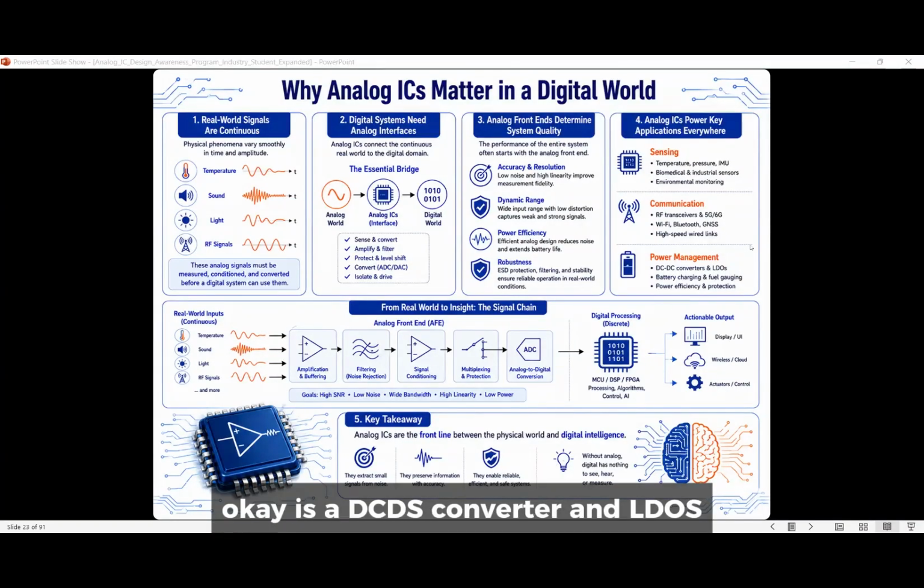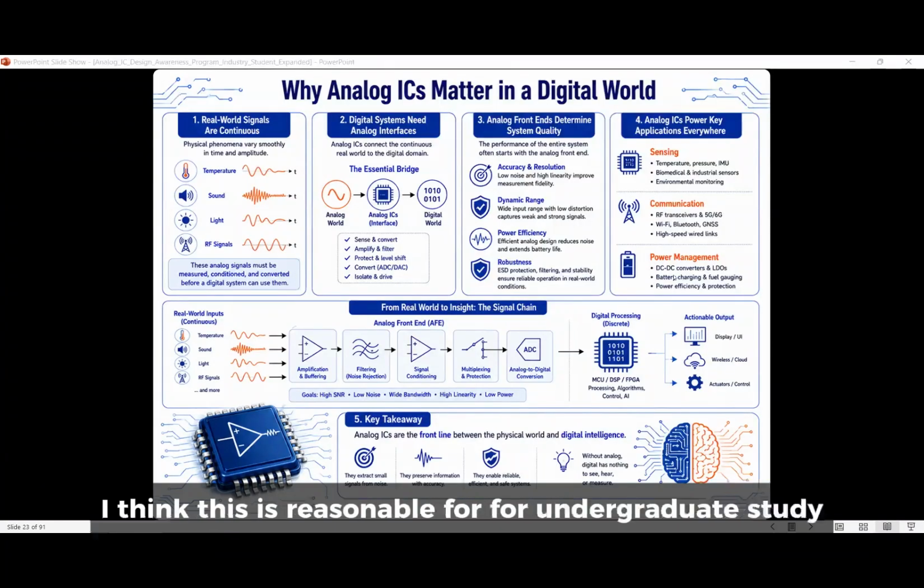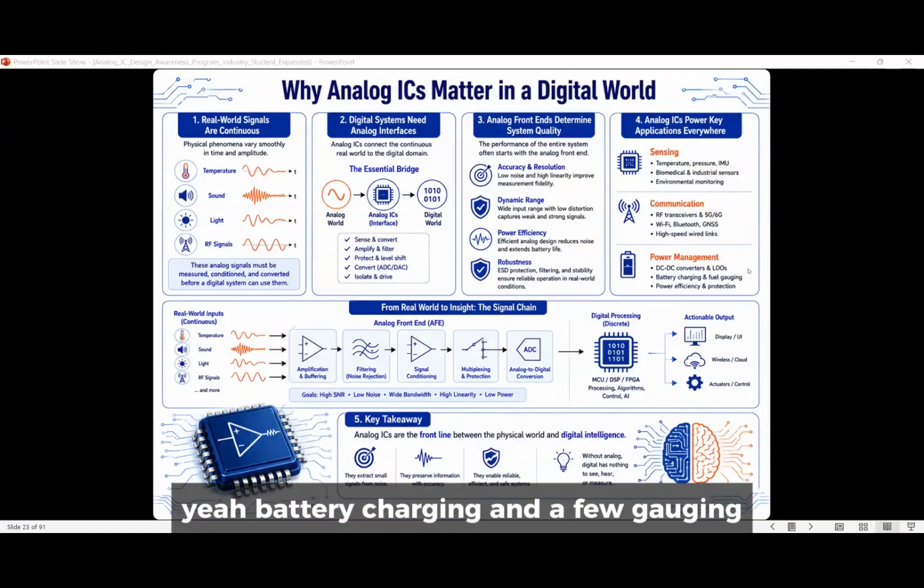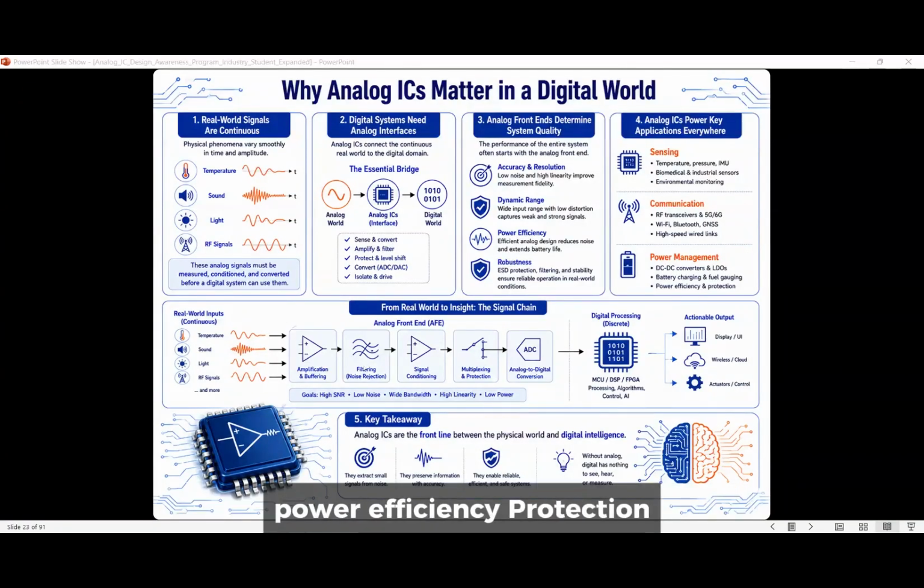Okay, power management: DC converters and LDOs. I think this is reasonable for undergraduate study. Battery charging and fuel gauging, power efficiency, protection, something like that.